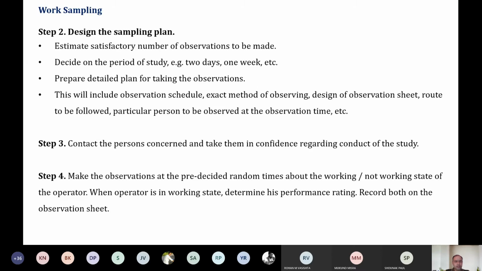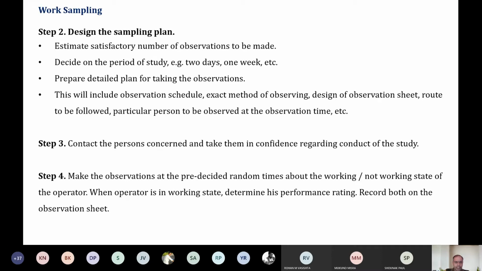So how to do this? First, we should know, or we should calculate, how many observations have to be made. So we should know the number of observations for a particular job. Then what will be the time duration, or what will be the periodic interval? What is the time interval between the first observation, the second observation, and the consecutive observations? The time gap should be very clear to us. And the plan for taking the observations should be very clear with you.